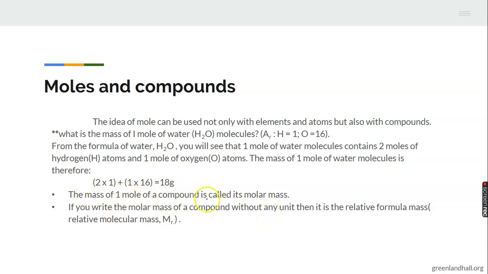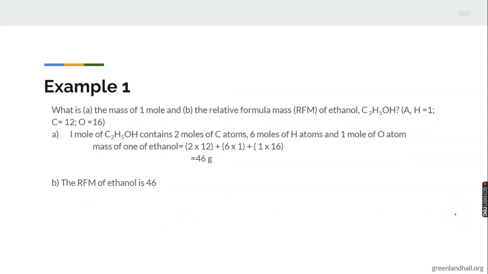So the mass of 1 mole of a compound is called its molar mass. Don't forget that. That's different from the mass of 1 mole of an element, which is reacting mass. Mass of 1 mole of a compound is molar mass. If you write the molar mass of a compound without any unit, then it is relative formula mass. But if you put the units there, that means you are referring to relative molecular mass. That's Mr. Okay?